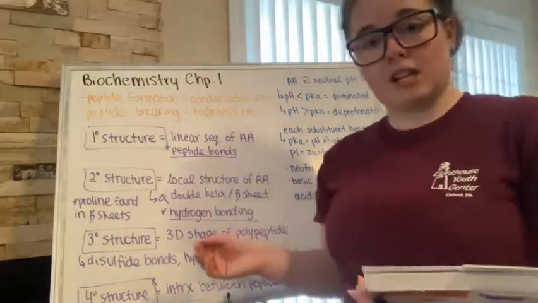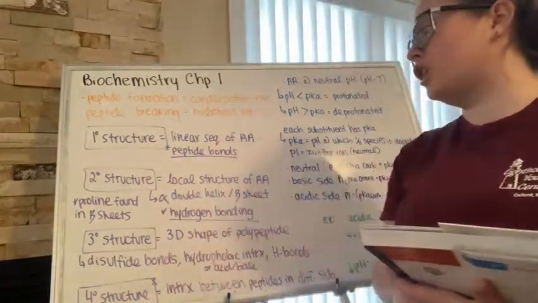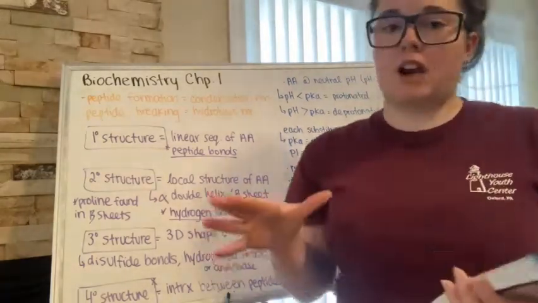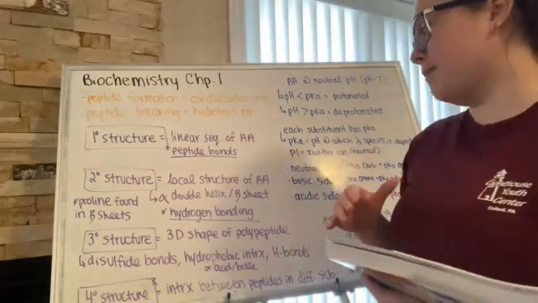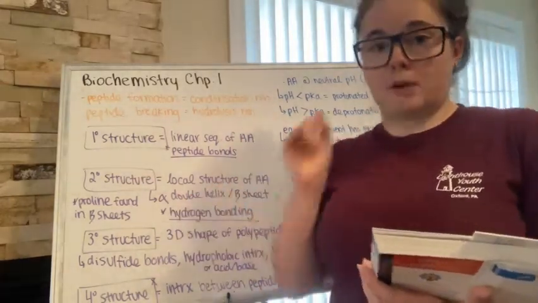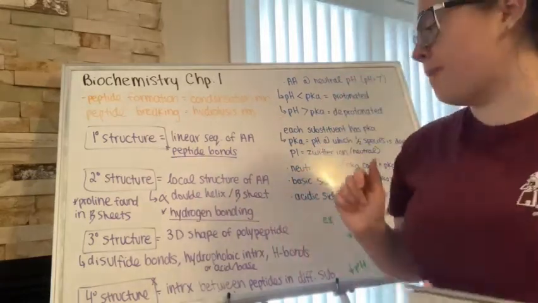All right, so we also have different structures for our proteins. One being the primary structure is the linear sequence of amino acids. And again, this is held together by peptide bonds. Now we have our secondary structures, which are the local structures of neighboring amino acids. And so this is typically our alpha helix or our beta sheets. And this level of protein structure is held together by hydrogen bonds.